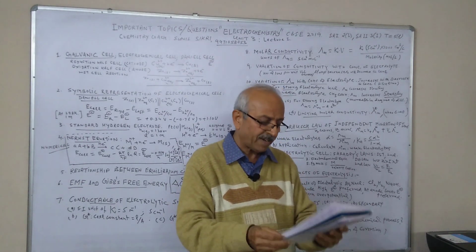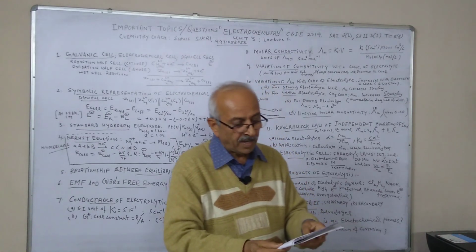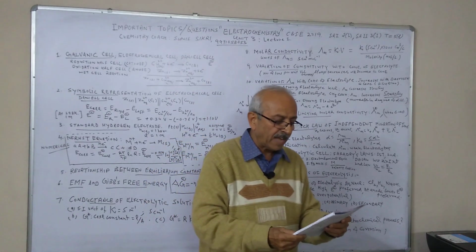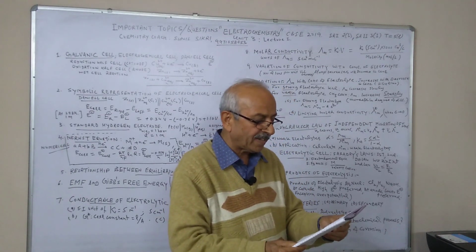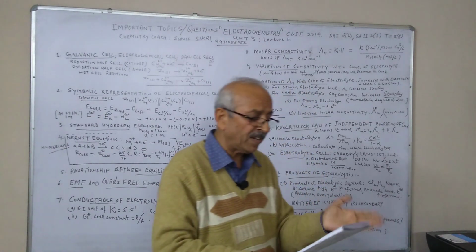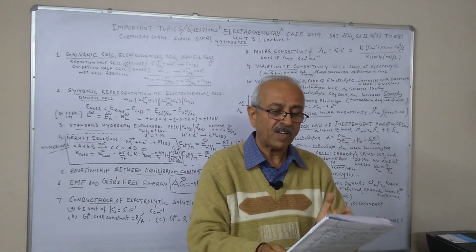Important: state and explain Faraday's laws of electrolysis. You have already done it. Calculate the EMF of the cell at 298 Kelvin using the Nernst equation. This is a numerical: magnesium solid to magnesium 2 plus 0.1 molar, salt bridge, copper 2 plus 0.01 molar, copper.